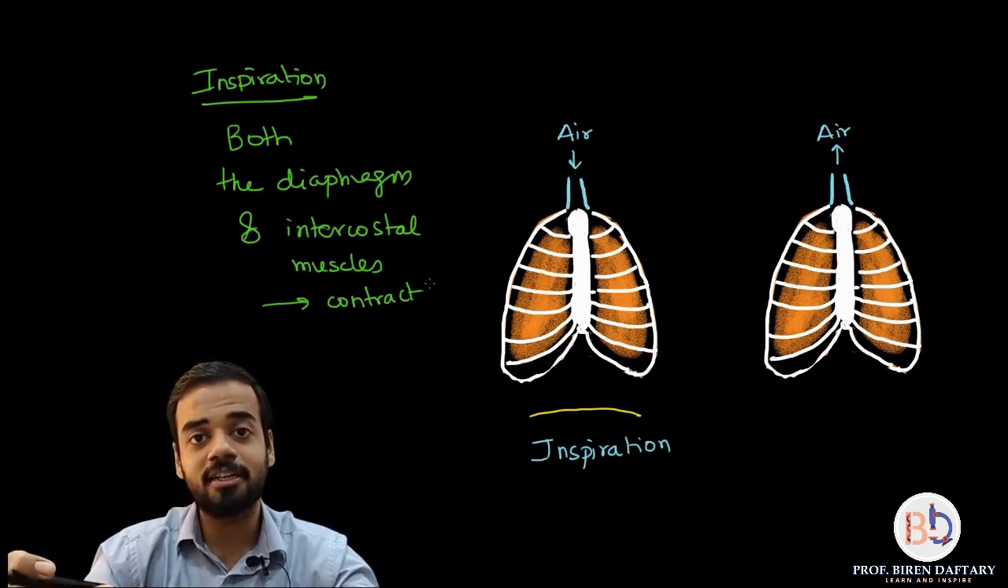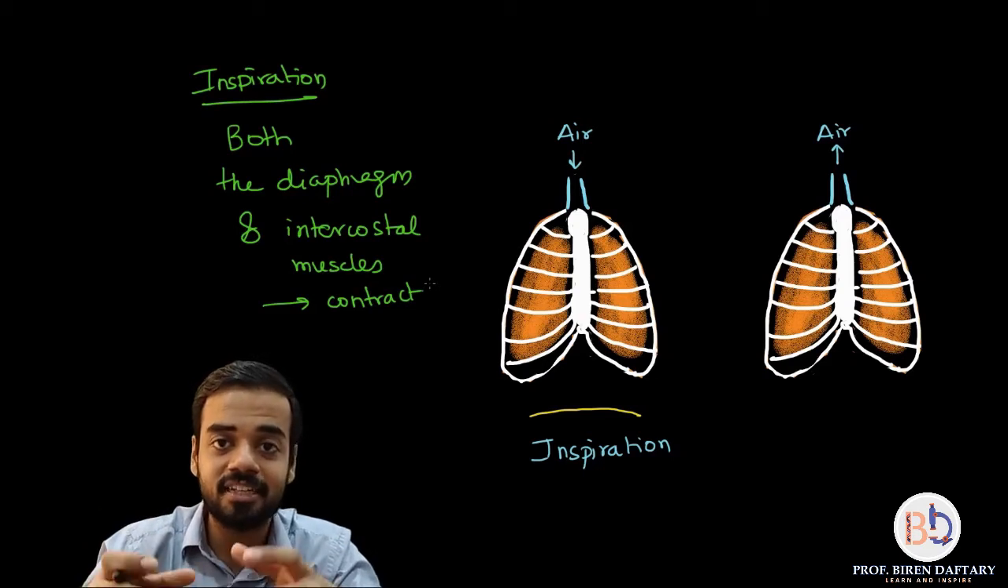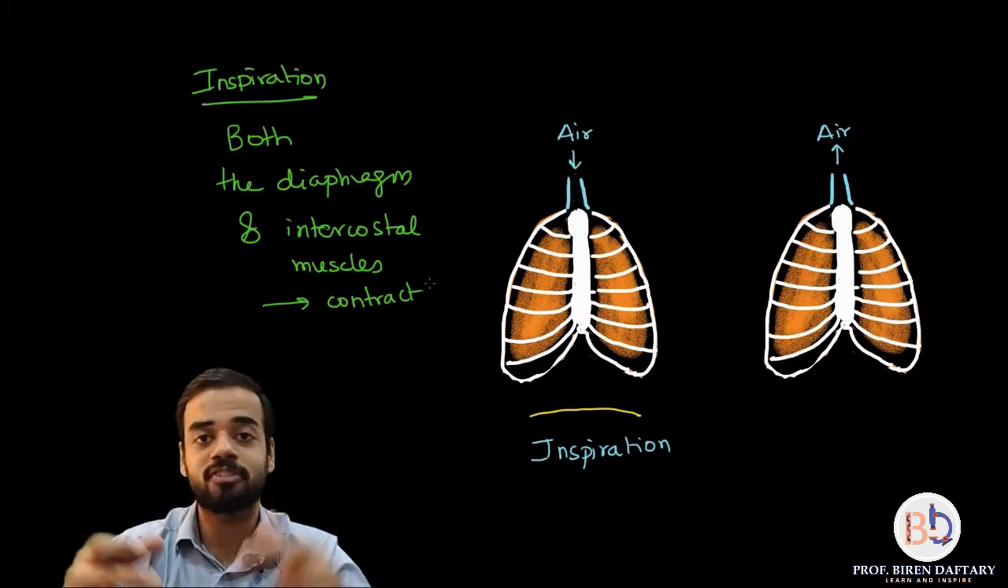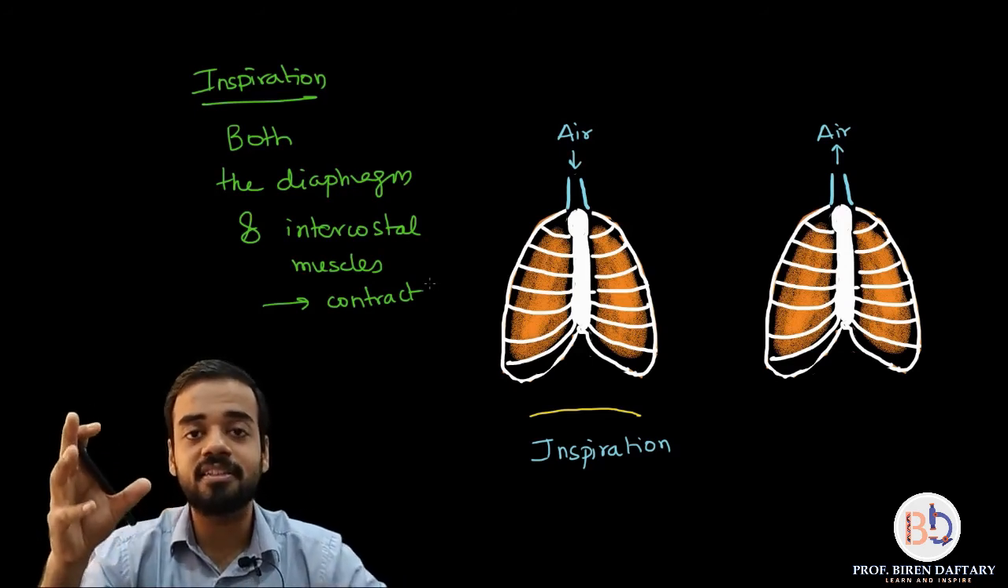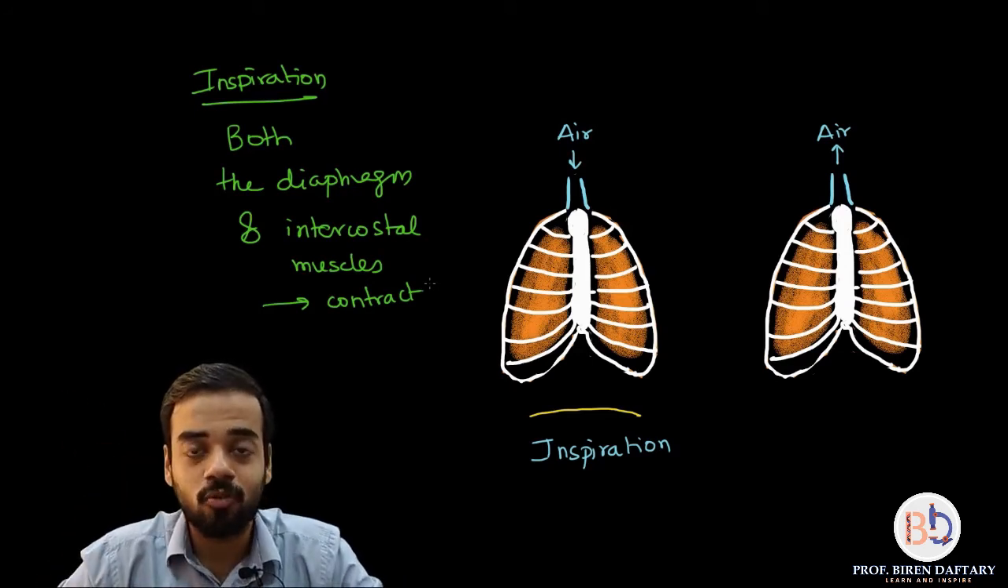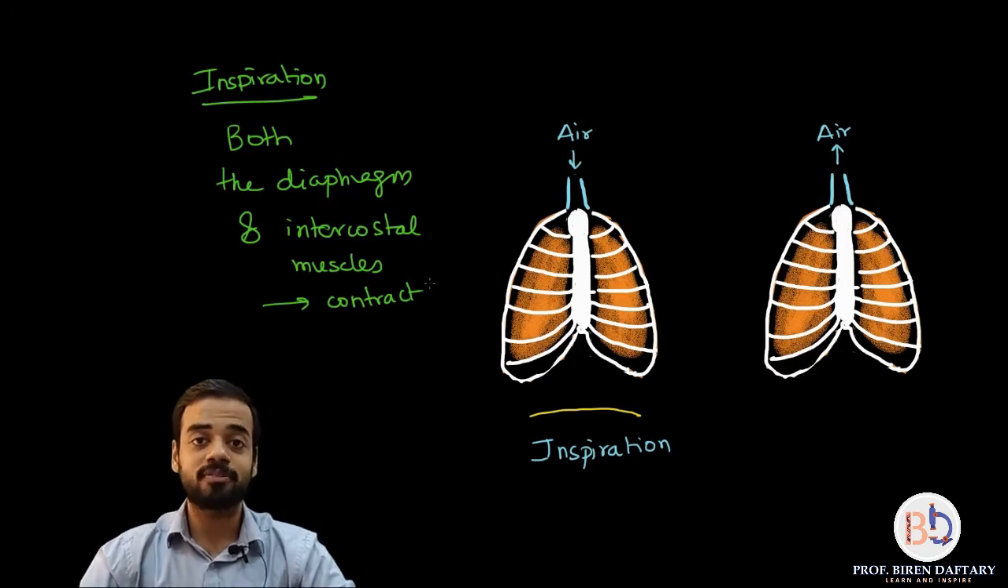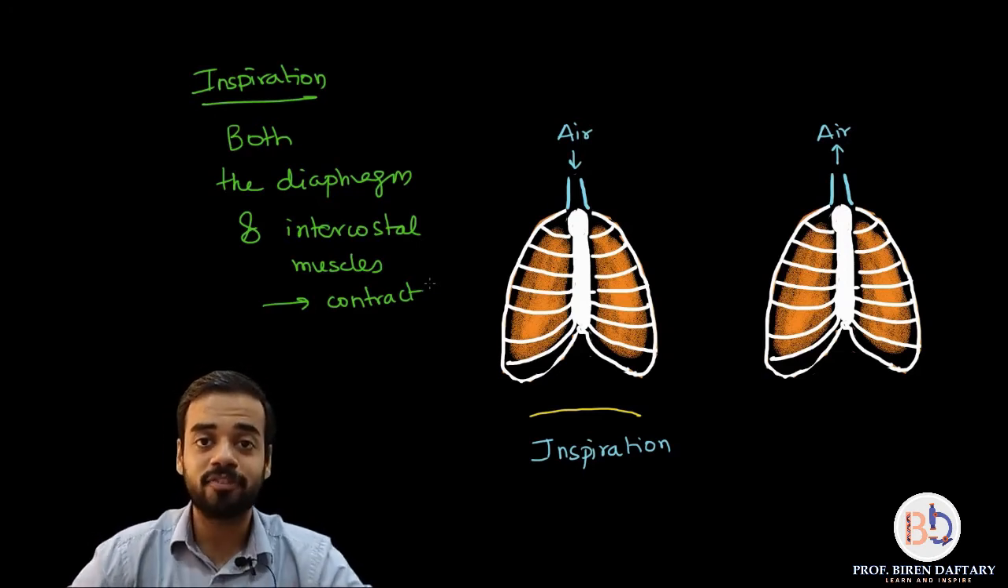Outside, the environmental air pressure is more; inside the lungs the air pressure is less, so air will flow from outside to inside. Is this clear? Okay, now this inspiration is called an active process. What is an active process? An active process is a process in which ATP is used in the form of energy, correct?